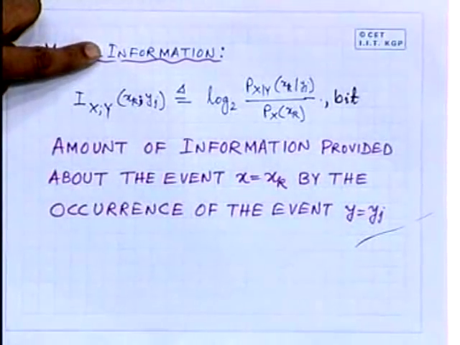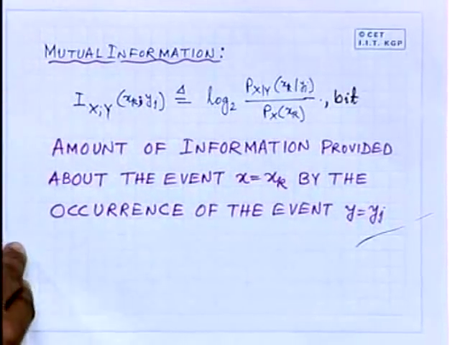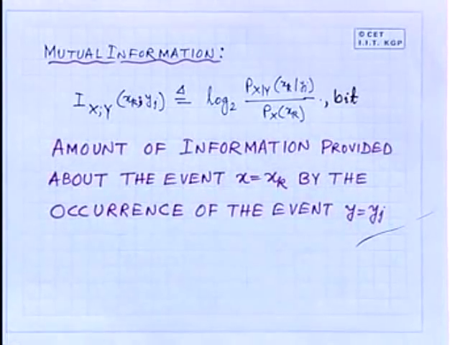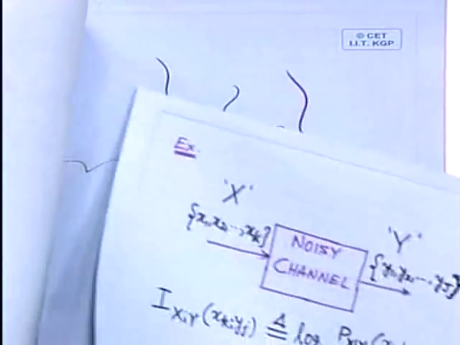That means it was a joint experiment. In this expression we are assuming that y equal to yj has occurred, and from this occurrence we ask how much information you get about the other occurrence, that x equal to xk. This amount of information is called the mutual information. Do not ask me right now why it is mutual, we will see that gradually. One sense is that it is defined over a joint ensemble of x and y. Now, this mutual information is a very relevant parameter in several contexts.